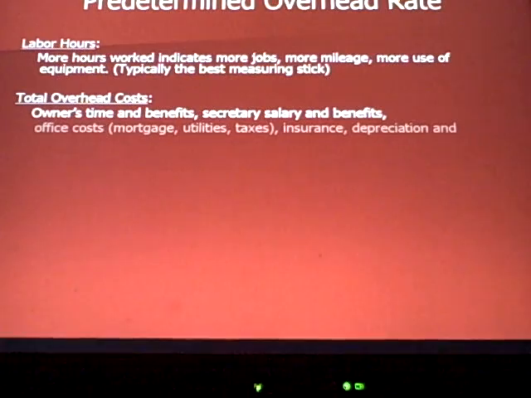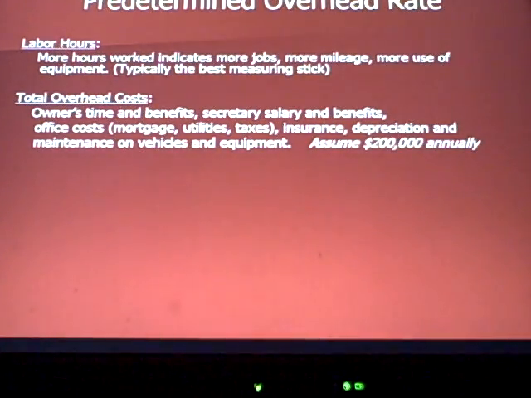So how do we do it? How do we figure out the rate? First, we take our total overhead costs. How much in a year, for example, do we spend on the owner's time, some sort of cost for himself and his benefits, salary and benefits for the secretary, all the office costs, the cost of having the office, mortgage, utilities, property taxes, insurance, depreciation and maintenance on the vehicles and equipment. So we add all that up, and in our example, we're going to assume that's $200,000 a year annually.